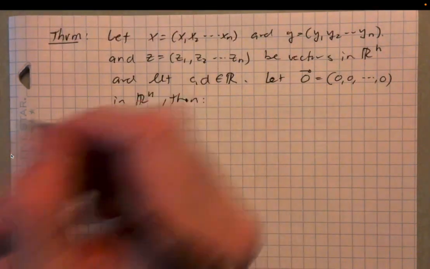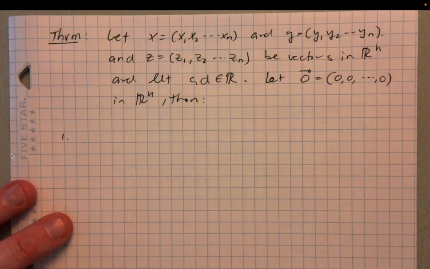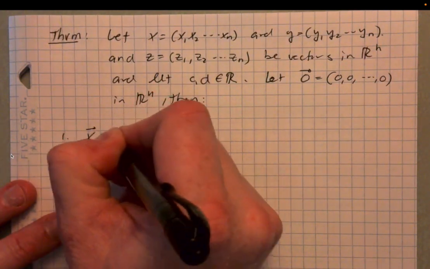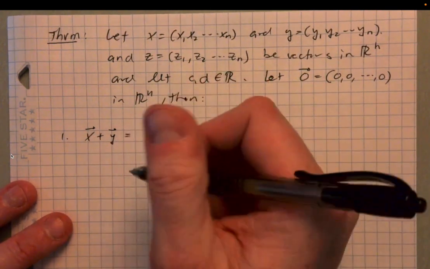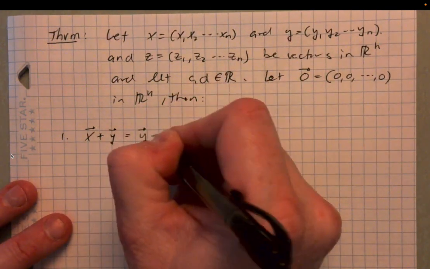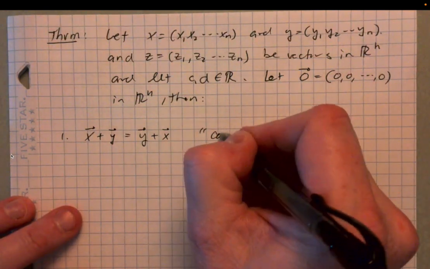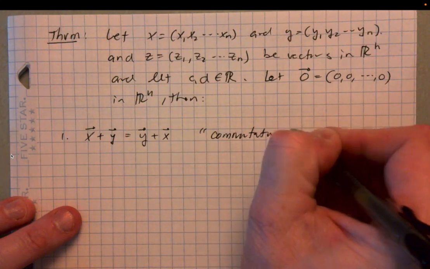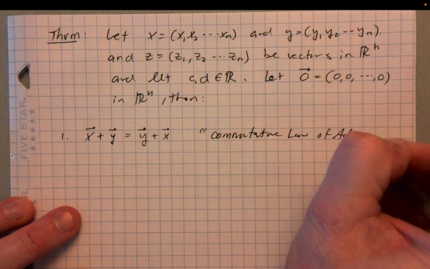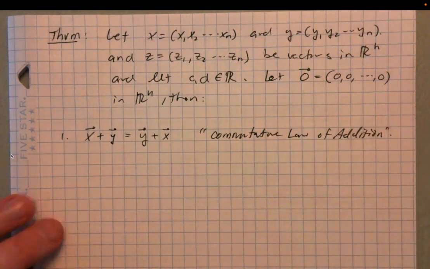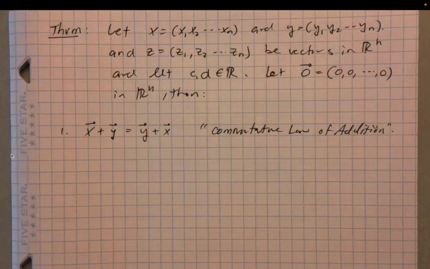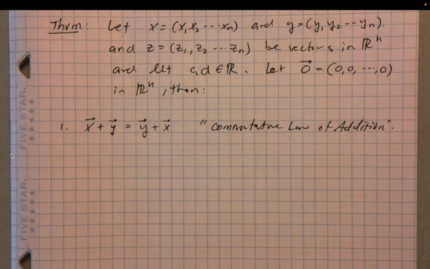So let's see. The first one is the commutative law, which says that if I take 2 vectors and add them together, the order does not matter. Right? And this is the commutative law of addition in particular. We're certainly familiar with that: 2 plus 5 is the same as 5 plus 2. Well, it turns out that's true for vectors as well. We could easily prove this. Maybe we'll prove this one. We'll prove a couple of these, not all of them. It just takes too long.